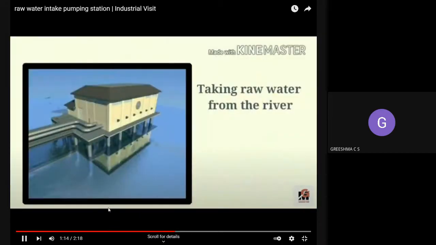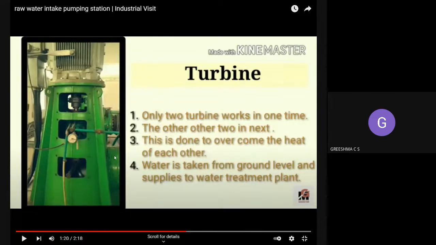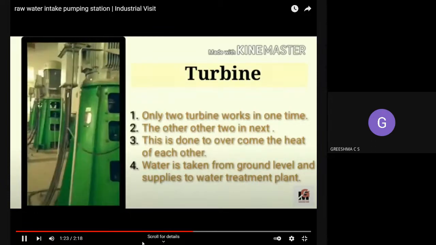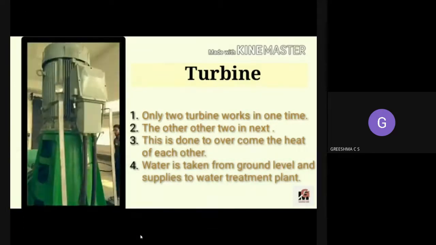This is the river intake structures. This is its turbine. See it.